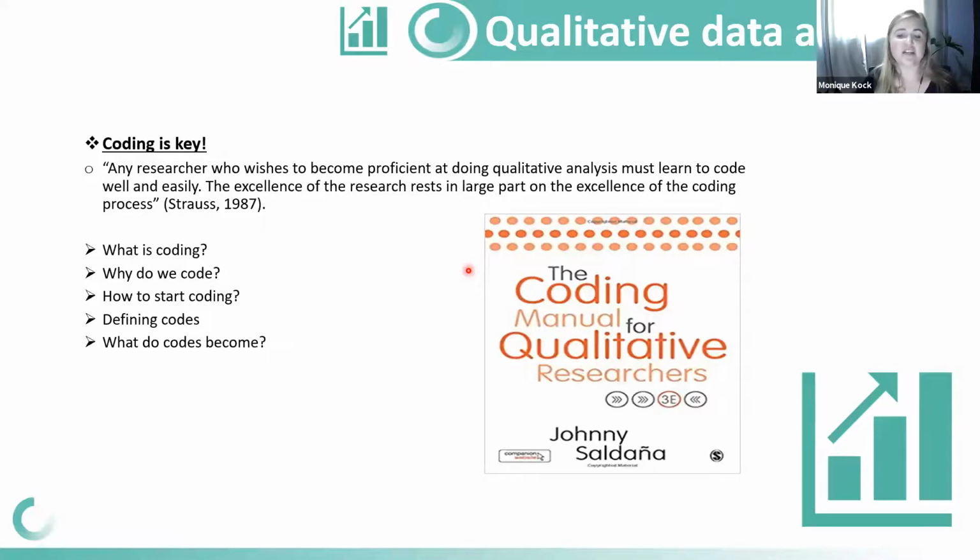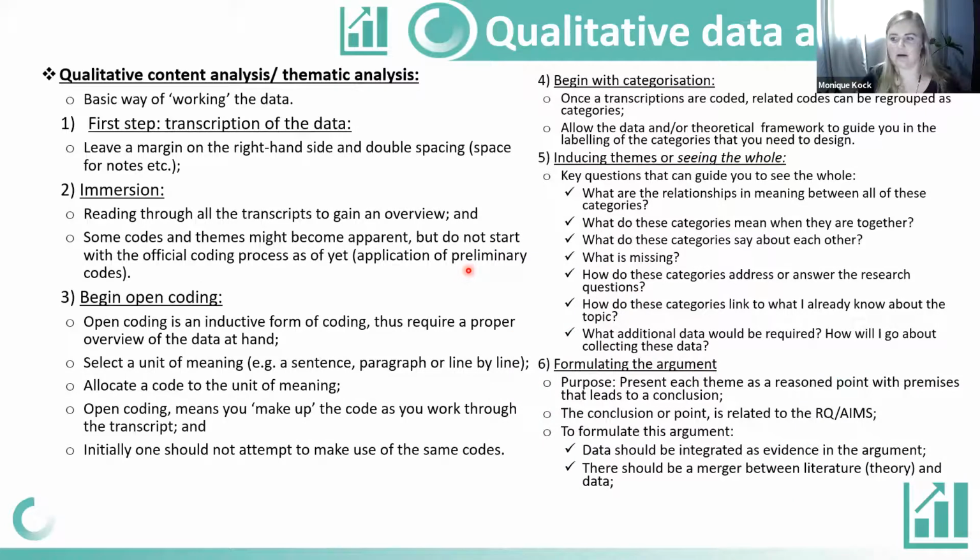So this book by Johnny Saldana is a good book to get when you start with the analytical process, to firstly note what is coding, how do we code, how do I start the coding process, what is the concept of defining codes, and where do codes come from. These are things that you would need to look at as well.